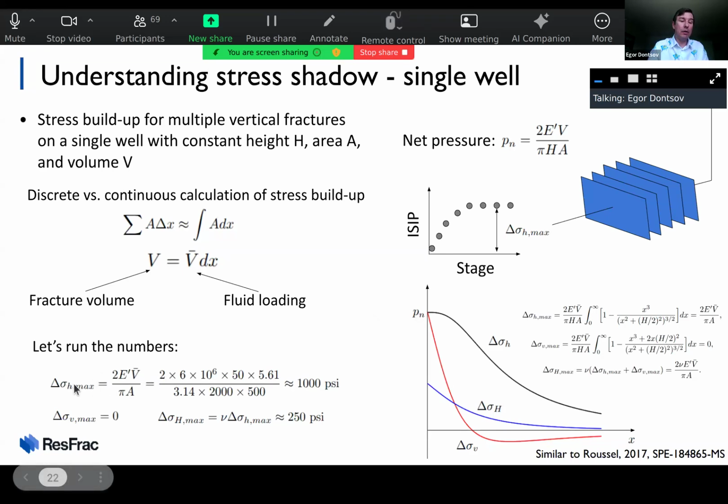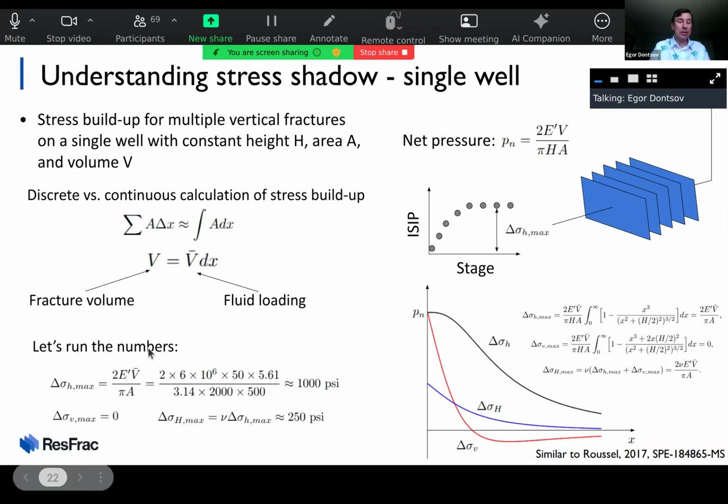So our stress shadow build is proportional to Young's modulus, which we know pretty well, and fluid loading, which we control very well and is one of the most important operational parameters, and people keep increasing fluid loading. It is divided by fracture area, which we don't know very well, but again, we have some hints based on microseismic, or based on fiber optics, or whatever it can be.